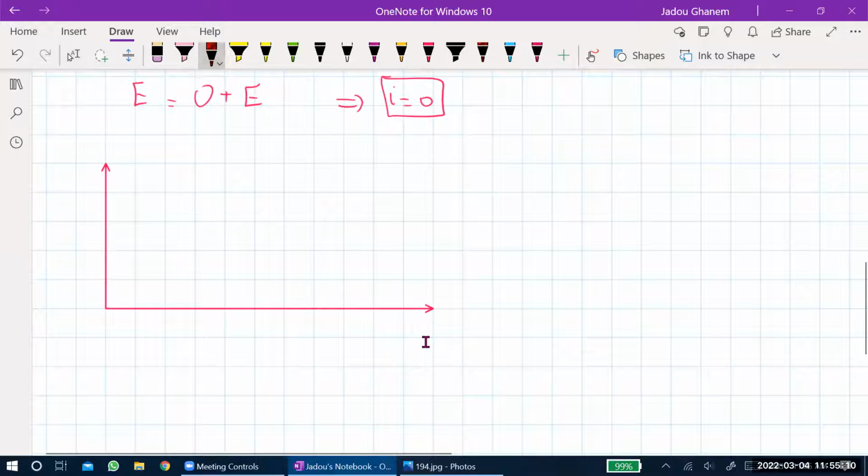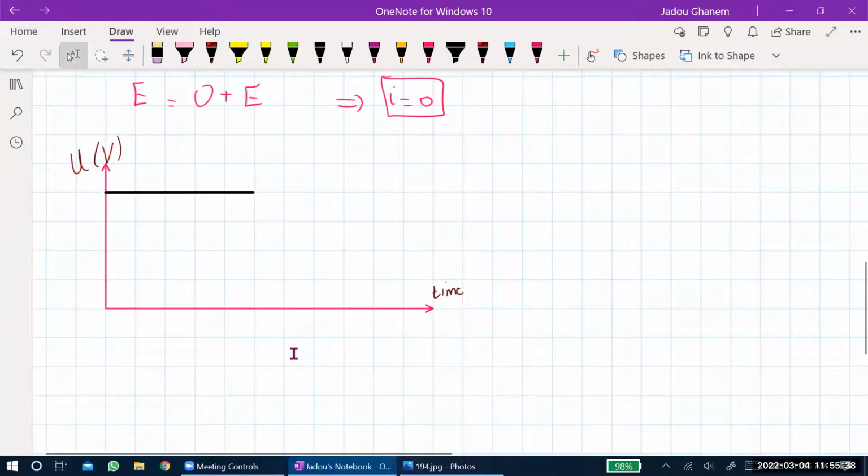Okay, this one will be the time. And here we'll show the voltage. Sure, we'll be talking about the voltage of the capacitor in general, U. If I want to draw the voltage across the battery, it will be a constant voltage. Let me just show it up to 4 divisions.